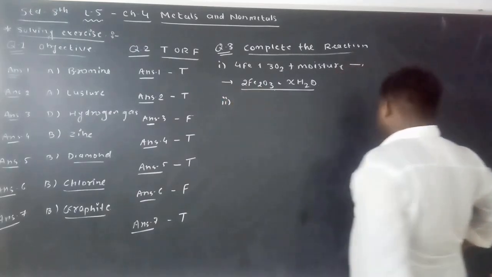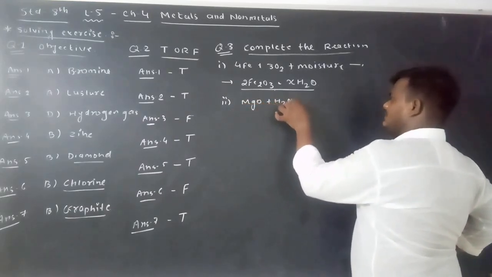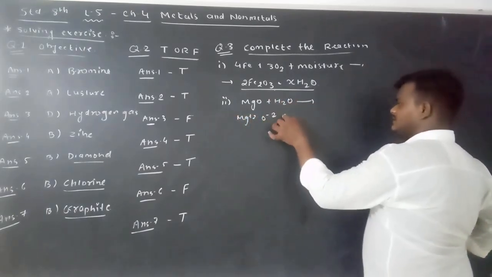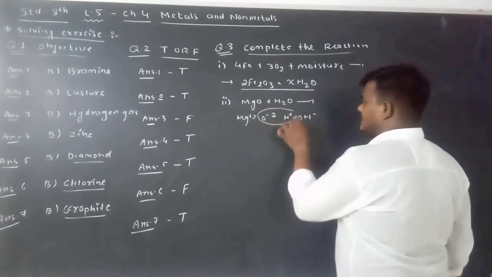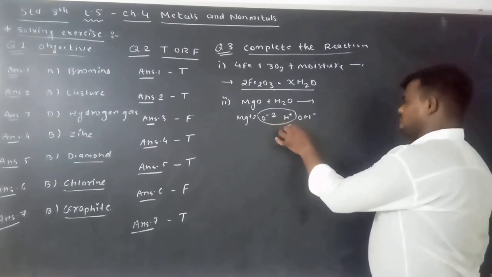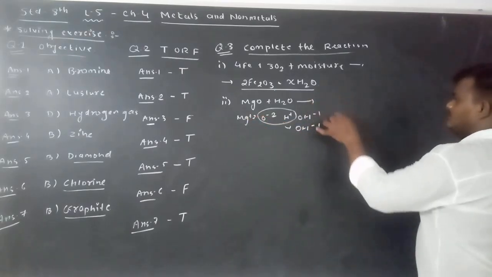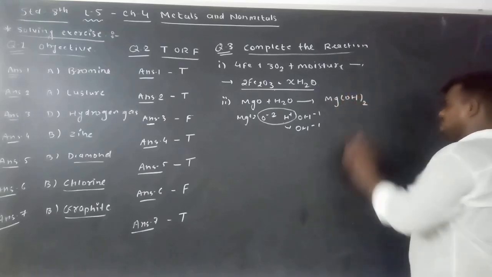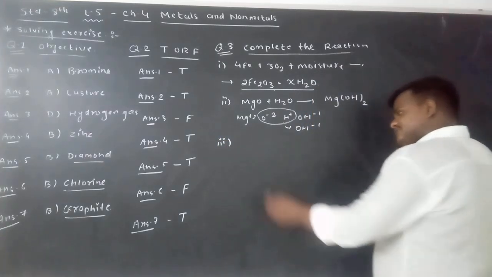Reaction number 2 is given to you, MgO + H2O. What does it give? So we know Mg is +2, oxygen is -2, and in water H is +1 and OH is -1. So they will combine with one another, and it will form Mg with two OH minus, so -1, -1 is -2 and this is +2. So the product of this reaction will be Mg(OH)2, magnesium hydroxide.